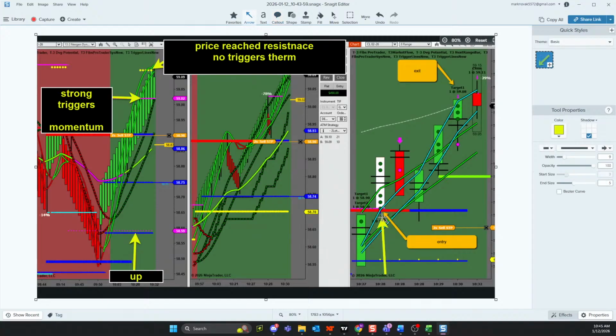There's your long. Okay, so that is a sell stop. That'll put you in a short position if that gets hit. You may want to cancel that out.